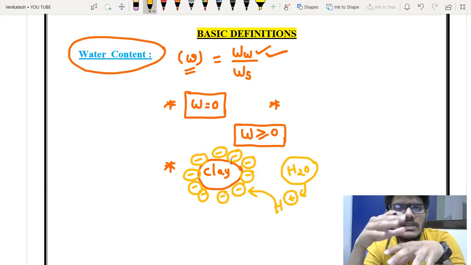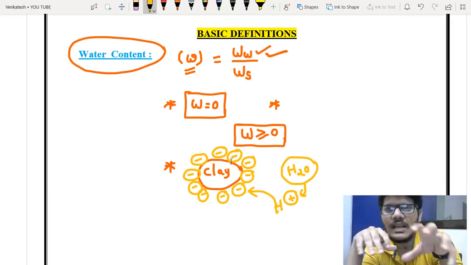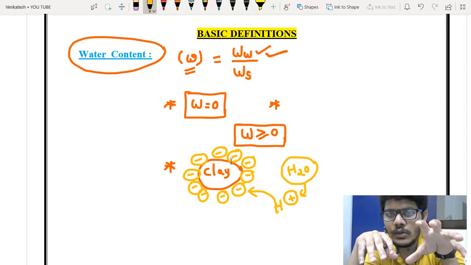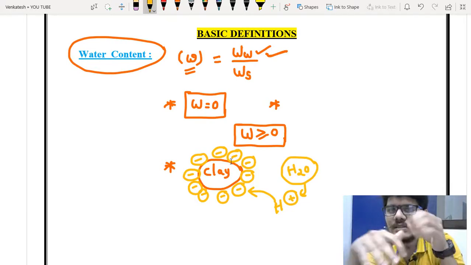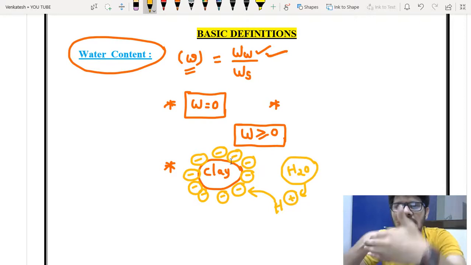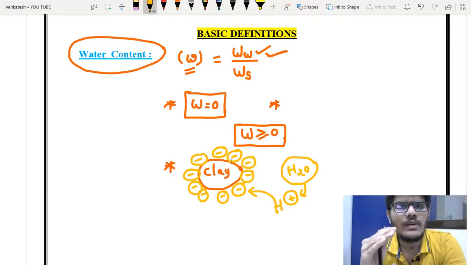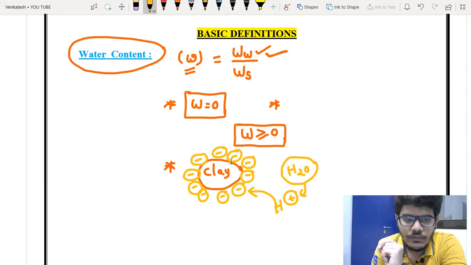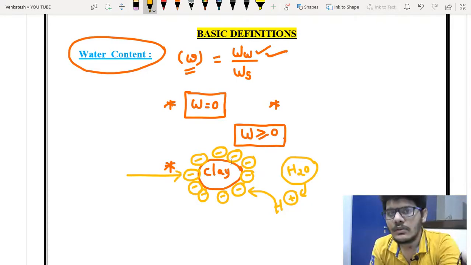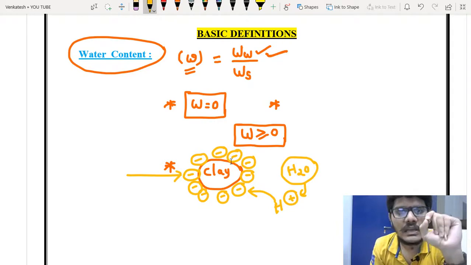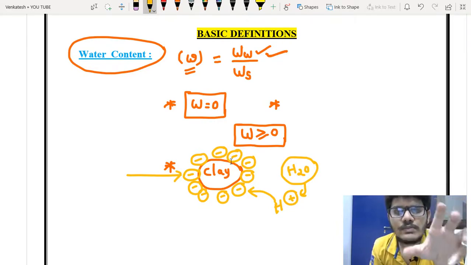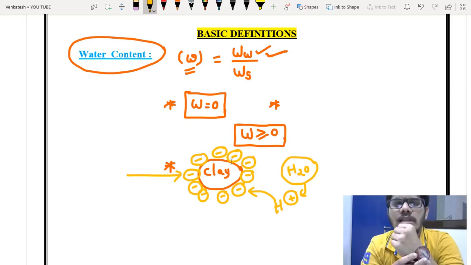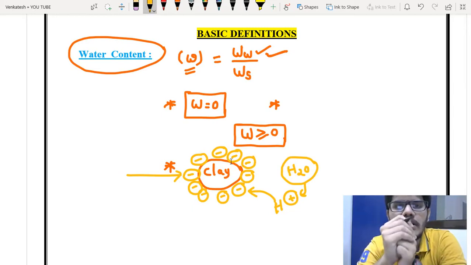Adsorb and hold. Adsorption is nothing but a surface phenomenon. That means clay has the nature to adsorb water. It will carry the water on its surface and hold it for a longer amount of time. That is why the water content of fine grained soil is more when compared to coarse grained soil, because in fine grained soil the surface bonding forces are more.